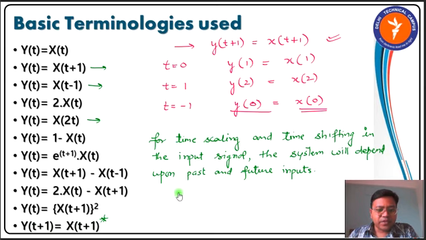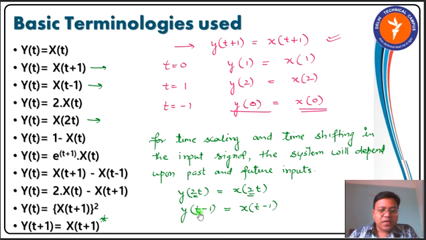Let me give you one more example. Say y of 2t equal to x of 2t. Here the scaling is done in both the input and output. So it will not depend on the past or future, it will only depend upon the present values. Similarly, if we have y of t minus 1 here and x of t minus 1 here, then the same amount of shifting is done in the output as well as in the input. So this will only depend upon the present values, it will not depend upon the past and future values.